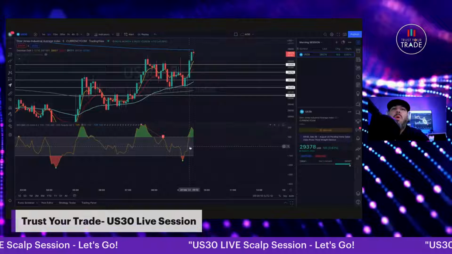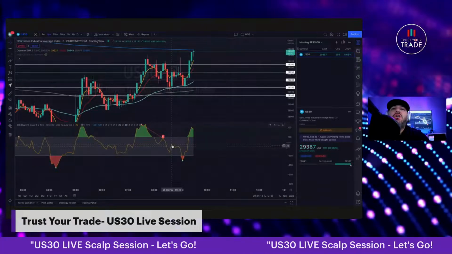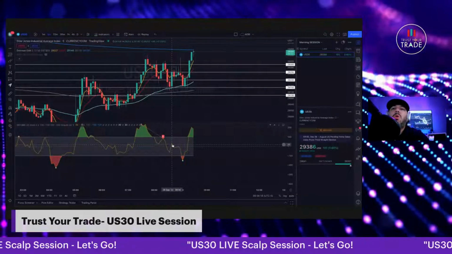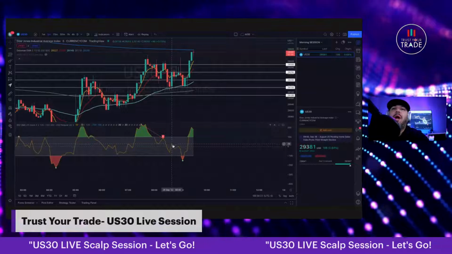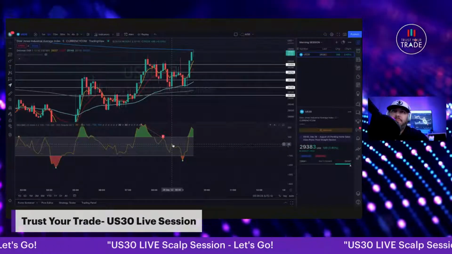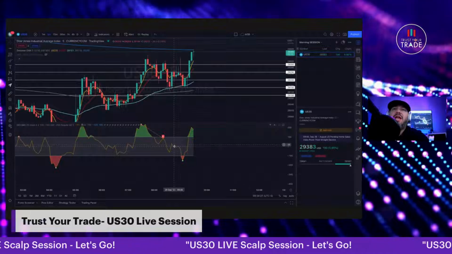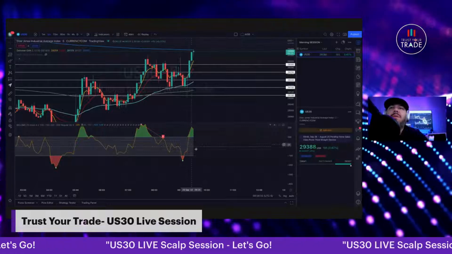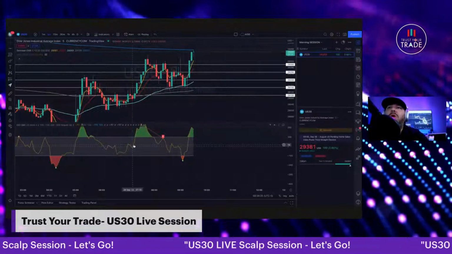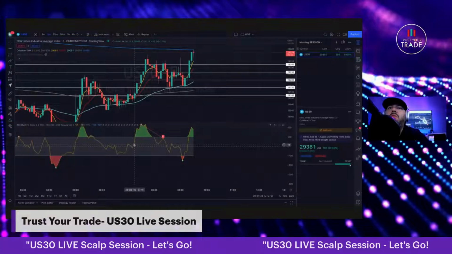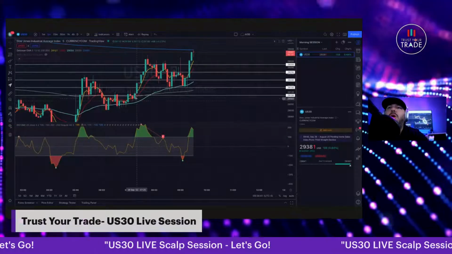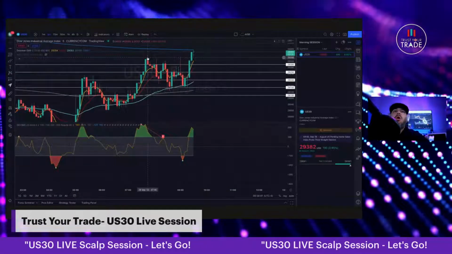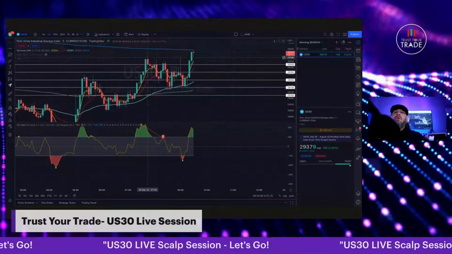So again, we want to make sure she crosses, because look here, she crossed, but then she fell back down. So we want to make sure that we close above, but we also want to be careful, because we obviously don't want to get caught. But again, this was a great opportunity here. Also right here, look, she broke it. And if you would have gotten in at the close of this 5 minute, boom, you could have taken that whole ride.